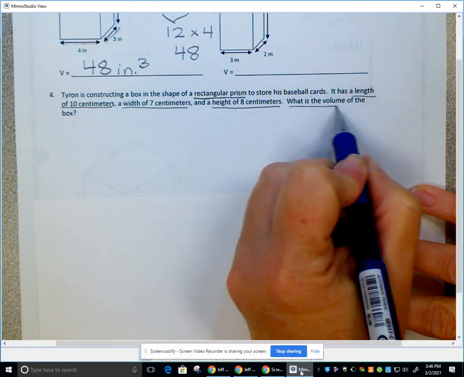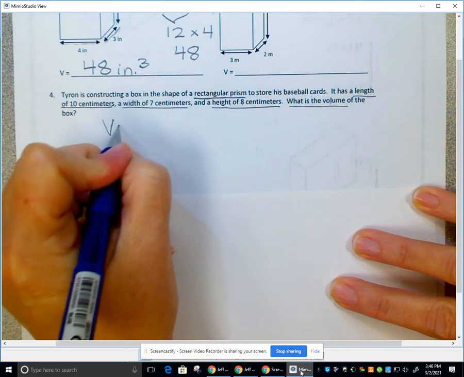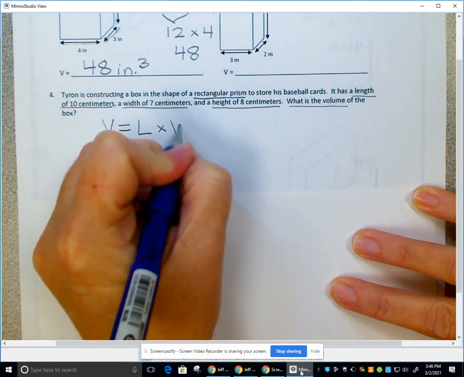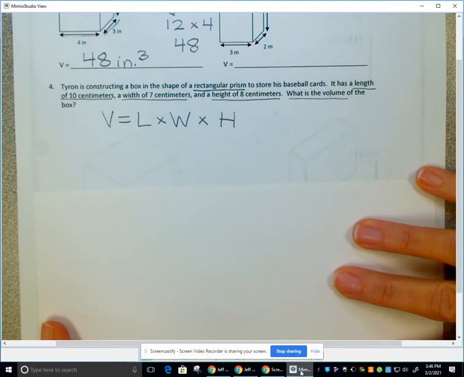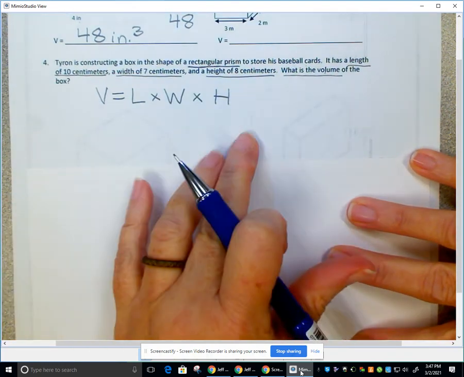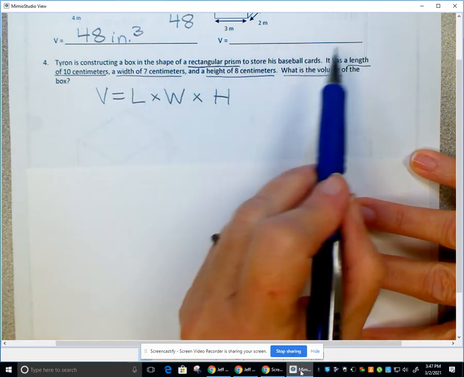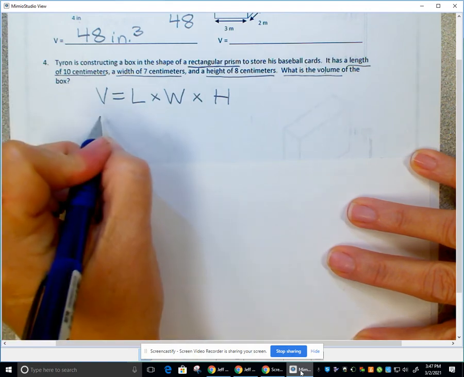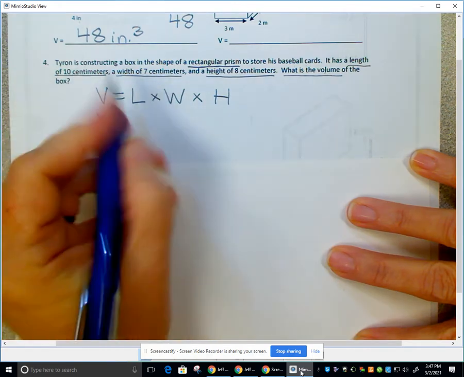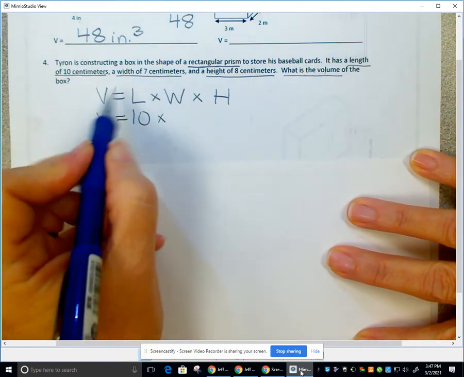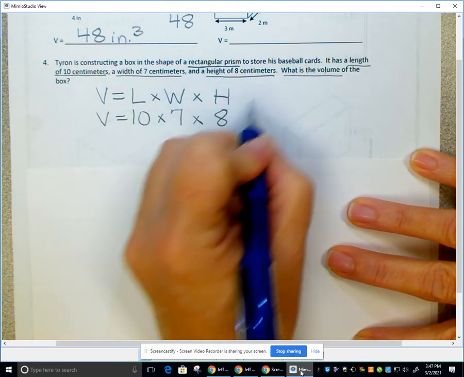What is the volume? There's that word volume. So I know, let me go ahead right now. Volume equals length times width times height. Now, notice with this word problem, we don't have pictures. We don't need pictures as long as we have the dimensions. So we're going to fill in the dimensions. So I'll say volume equals the length was 10 centimeters. The width is 7 centimeters. And the height is 8 centimeters.